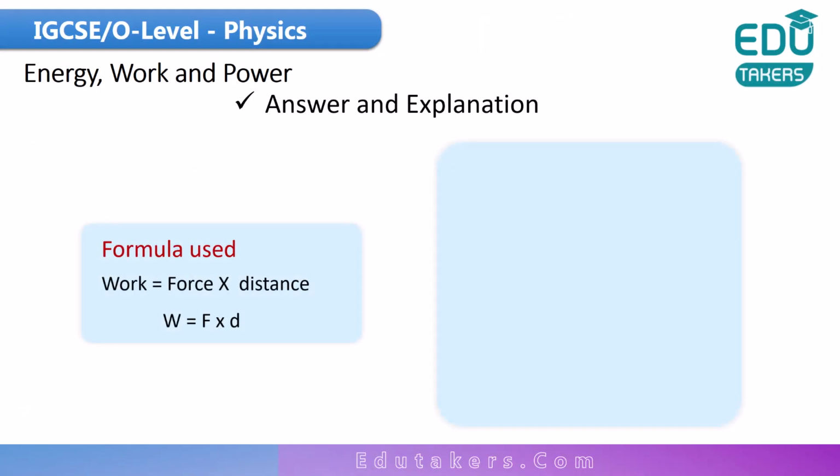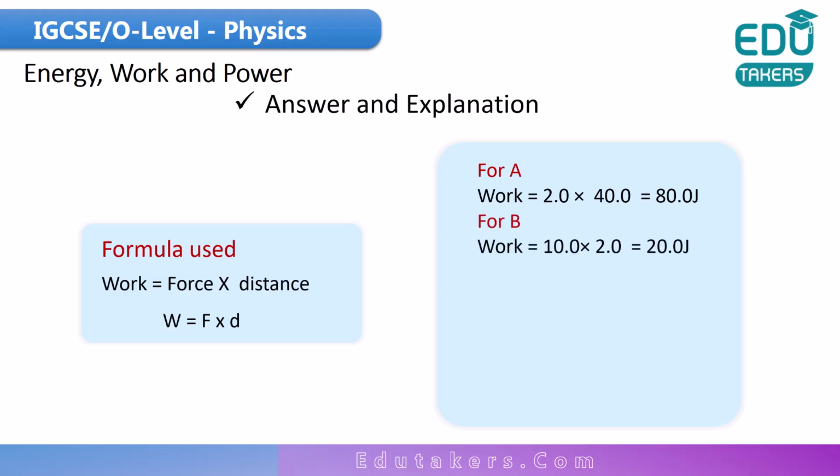The formula that you can use here is: work is the product of the force and the distance moved by the object. Let's consider the answers one by one and calculate the work done. Work done for answer A: the force is 2.0 newton and the distance is 40.0 meter. You get 80.0 joule.